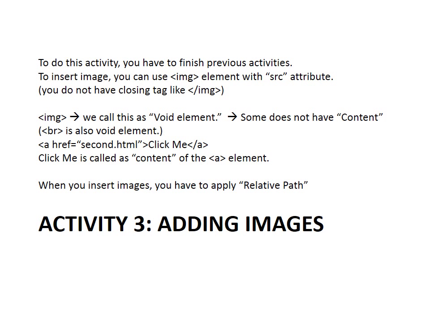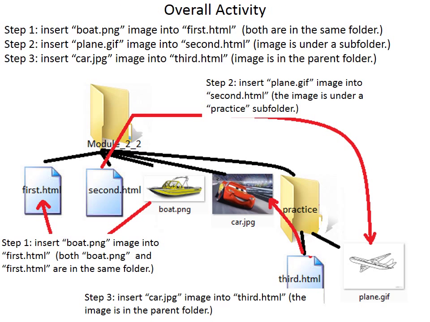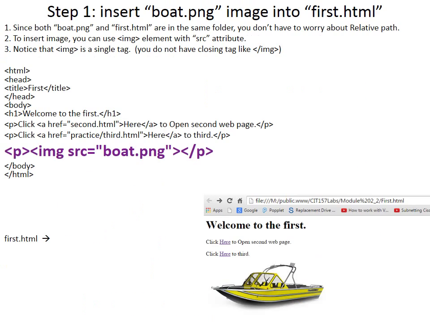In activity 3, you will add an image inside the web page. Before you do it, you need to download images into the proper folders. When you add images, you need to keep the same rules with the folder structure. To insert an image, you can use the img element with the src attribute. The img element is called a void element because it does not have any closing tag. Even some elements like br for line break do not have content. As time goes on, you will get a clearer idea about it.